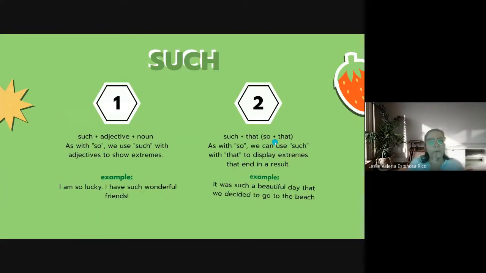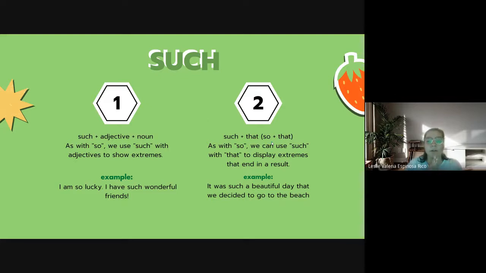Now, I will tell about the such rules. The first one is such plus adjective plus noun. As with so, we use such with adjectives to show extremes. For example, I am so lucky, I have wonderful friends.